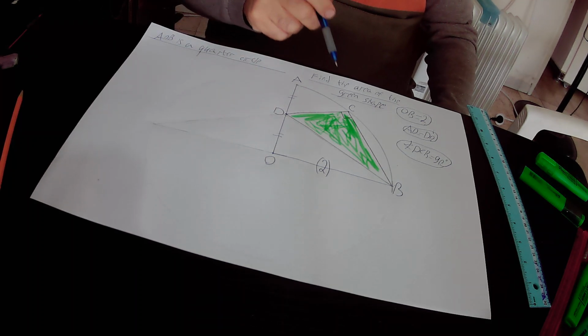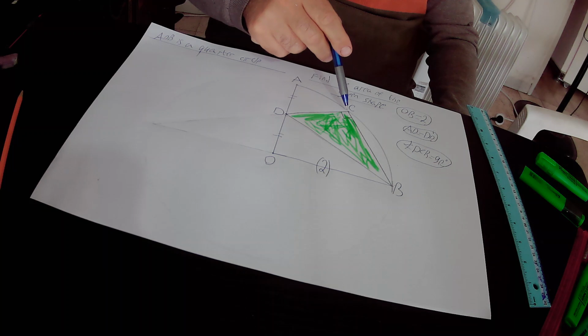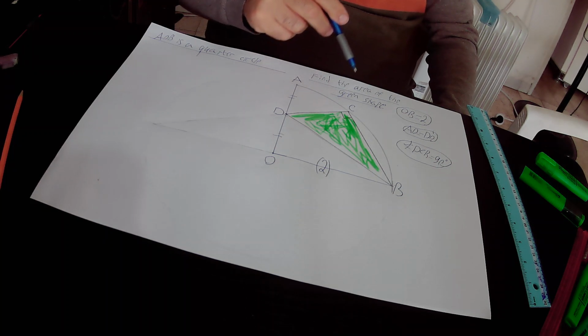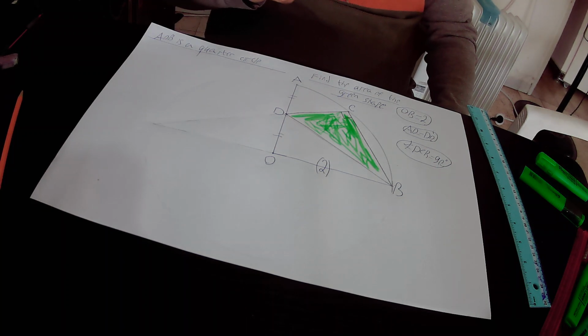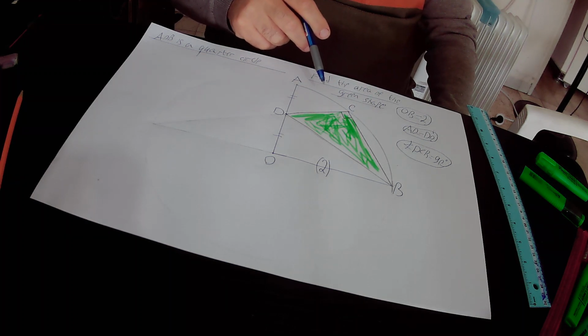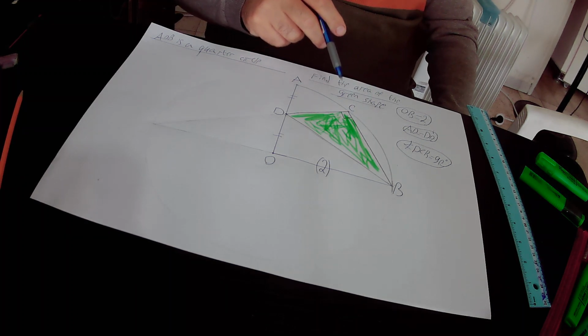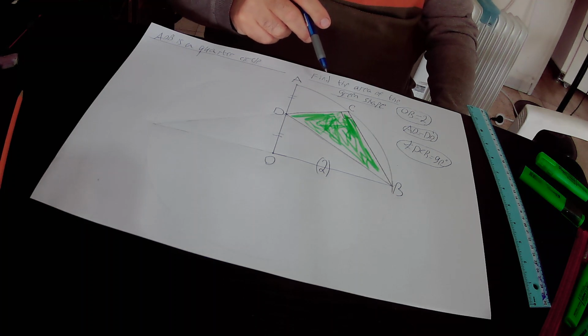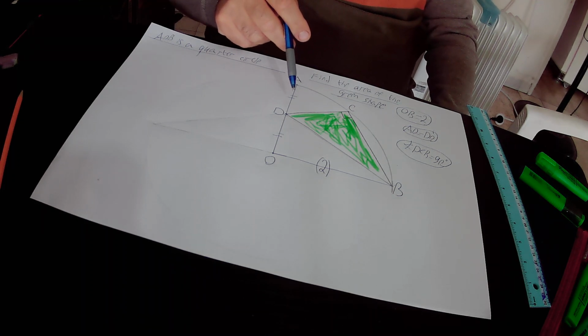In addition, we know that angle DCB equals 90 degrees in size, and our mission is to find the area of this green shape. The green shape is actually a right triangle DCB. Therefore, our mission is to find the area of the green right triangle DCB.